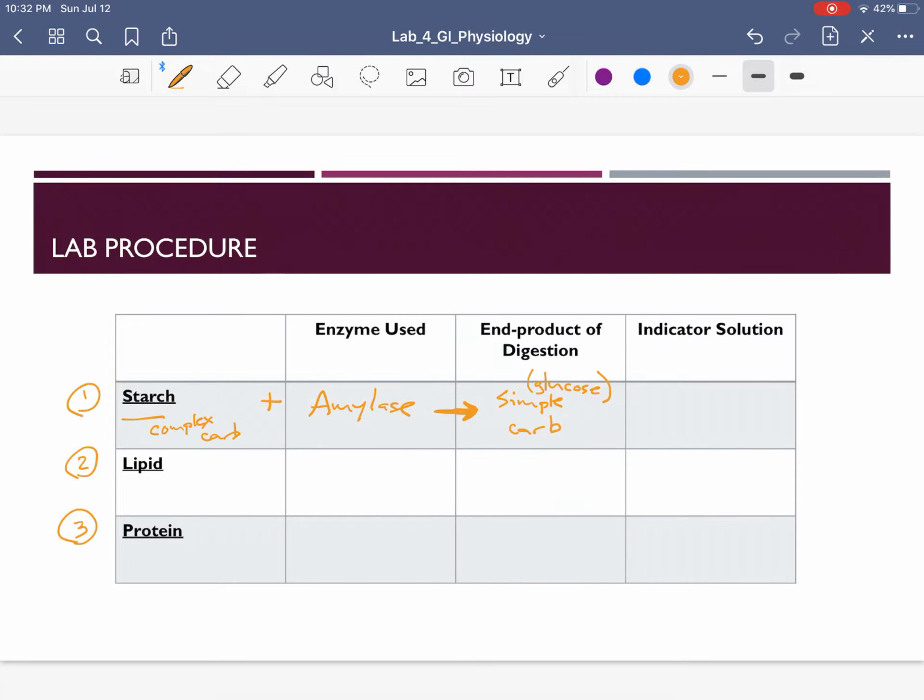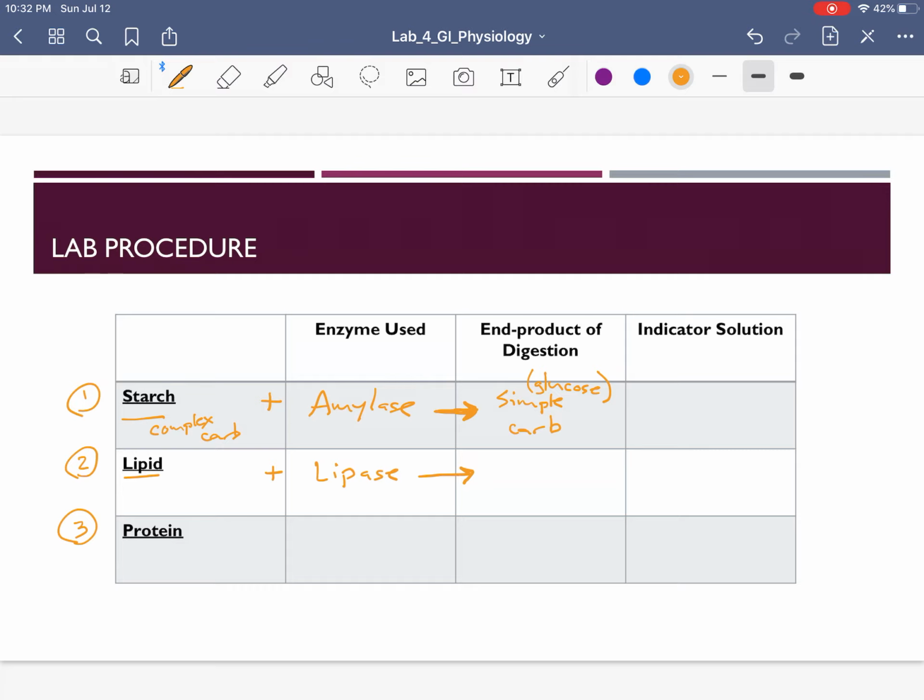And we're going to repeat the same thing. Start with a nutrient. Let's talk about lipids. We're going to start with a nutrient, we're going to add an enzyme. In this case, we're going to add lipase. And then we're going to wait, and we're going to see what the lipids get broken down into.